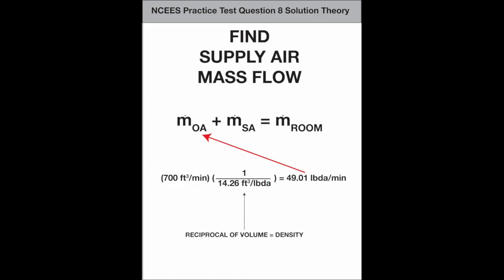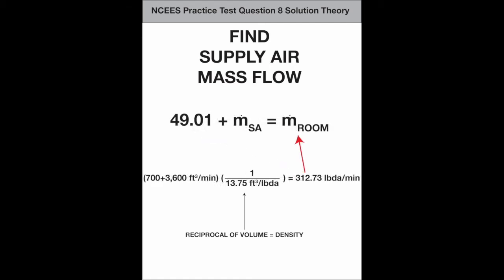Outside air mass flow is 700 CFM times 1 over 14.26, equal to 49.01. Room air mass flow is 700 plus 3600 CFM times 1 over 13.75, equal to 312.73.